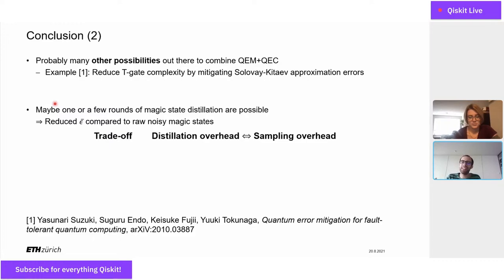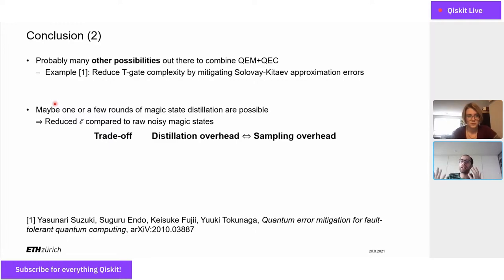the two methods can even be used in conjunction, right? You might be in the situation where you can run a few rounds of magic state distillation to get somewhat good magic states, which are not good enough yet for fault tolerance, but they're already better than the raw magic states that you can usually produce. And then you can take these somewhat less noisy magic states and use them in the quasi-probability decomposition.